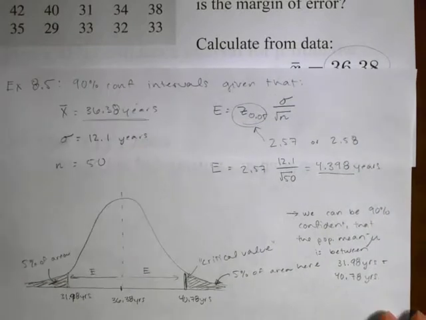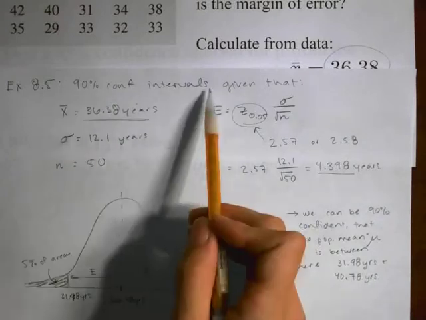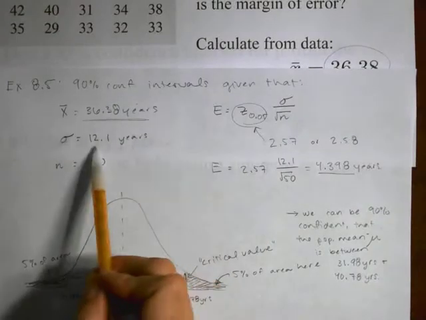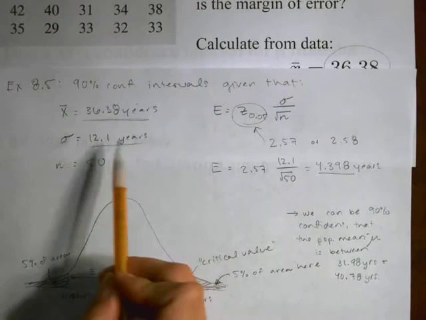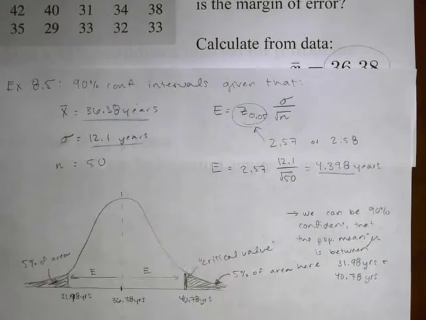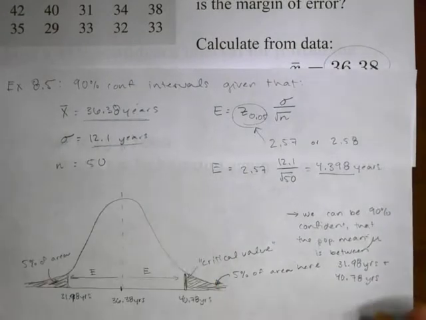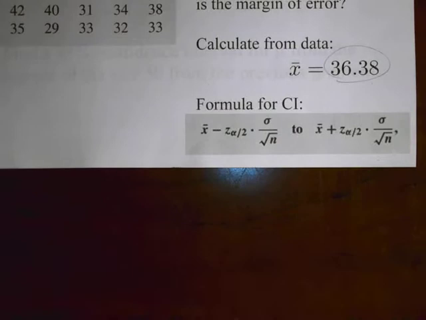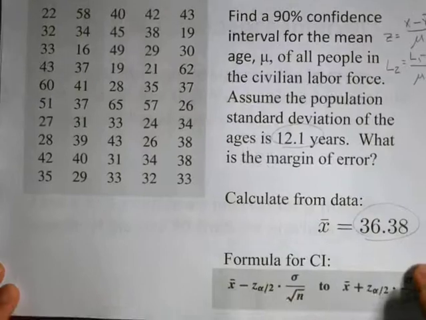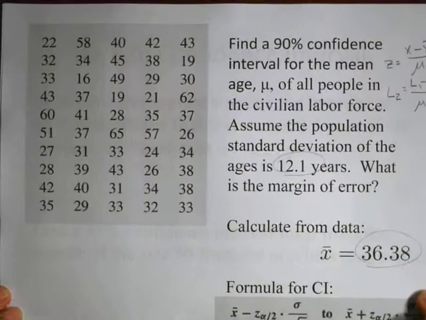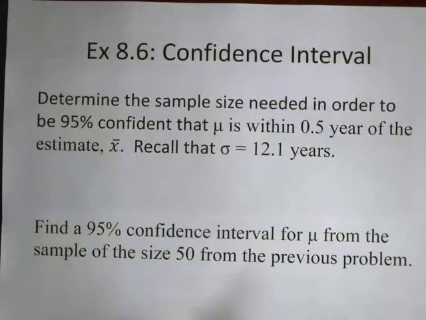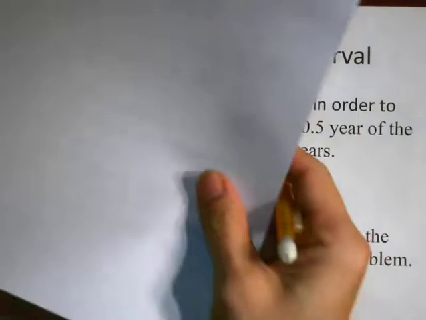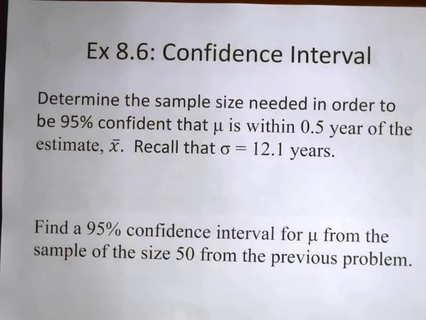Okay, so that is another example of calculating confidence intervals, for example, when you know the population standard deviation. So that's that problem. And let's move on to the next one.